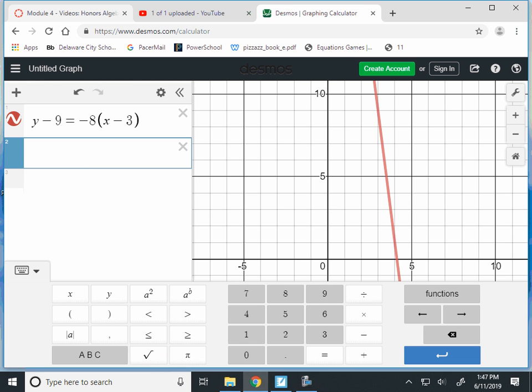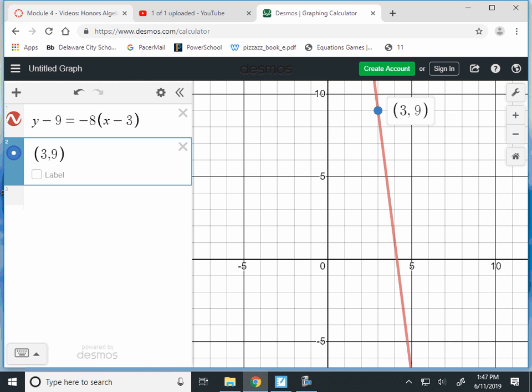I can check that it goes through the points I wanted, 3, 9, by plotting the point 3, 9. See how 3, 9 is on that line? And I could also count the slope, see if it went down 8 over 1. But you can check your work by using your calculator or Desmos here.